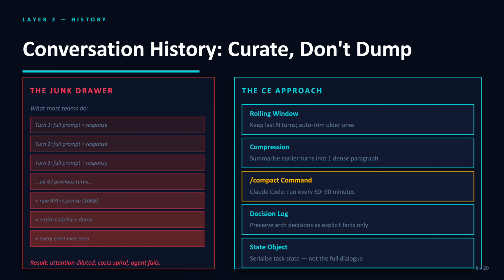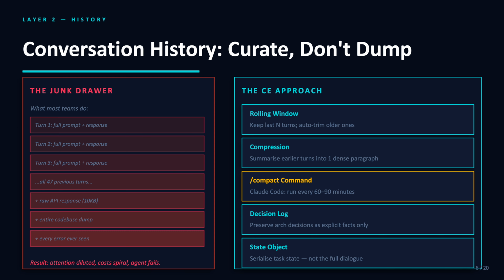The model buries the important information under layers of accumulated garbage. Attention dilutes. Performance degrades progressively. Costs spiral as context windows balloon. And nobody notices until the agent starts making bizarre decisions on turn 50 of a long workflow. That's context rot in action, and the result is always the same. Attention diluted. Costs spiral. Agent fails.